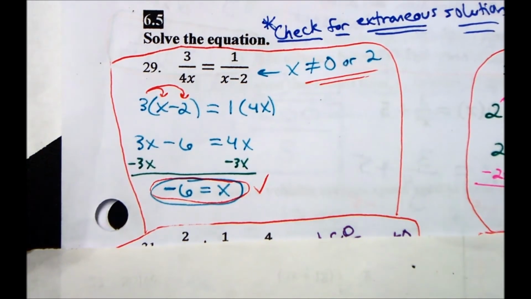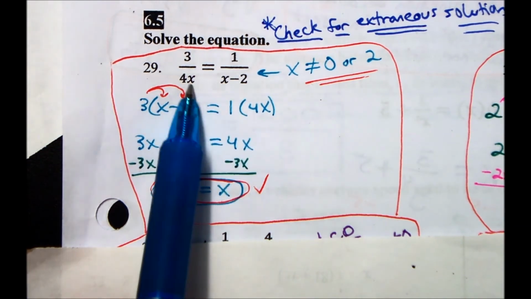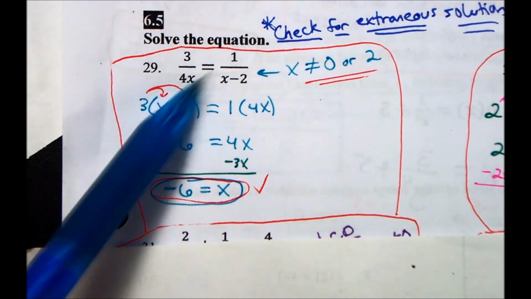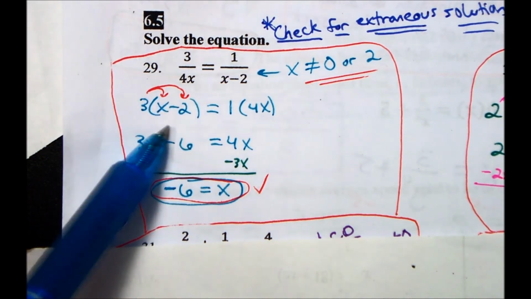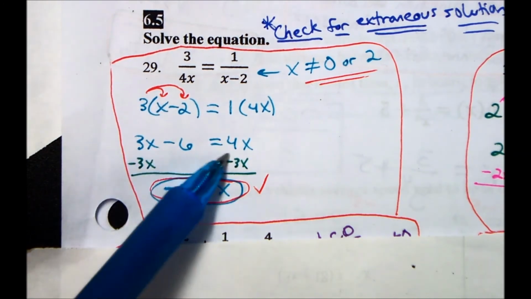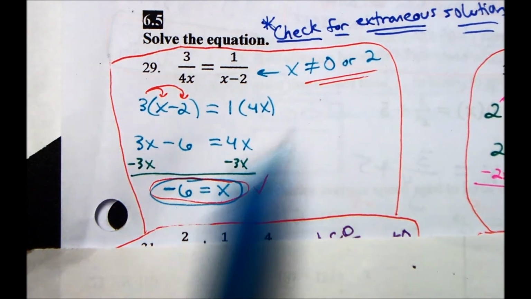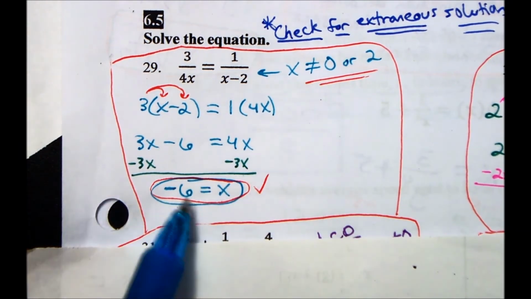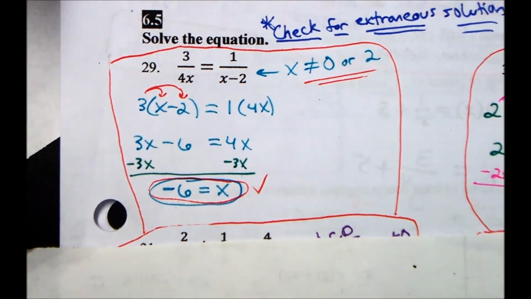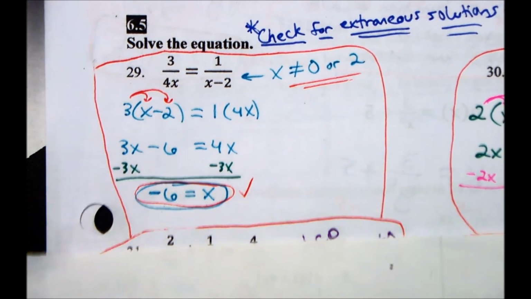All right, so this first one here, we just have a single fraction equal to a single fraction. So in these type of problems, the easiest method to solve would just be to cross multiply. So take your 3 times your x minus 2, and then your 1 times your 4x. Distribute, you get 3x minus 6 equals 4x. Subtract 3x, you get x equals negative 6. And check it with your undefined values, you're good. You could also plug it back into the equation on both sides to make sure that it equals. Both sides give you the same value. But that is the solution.